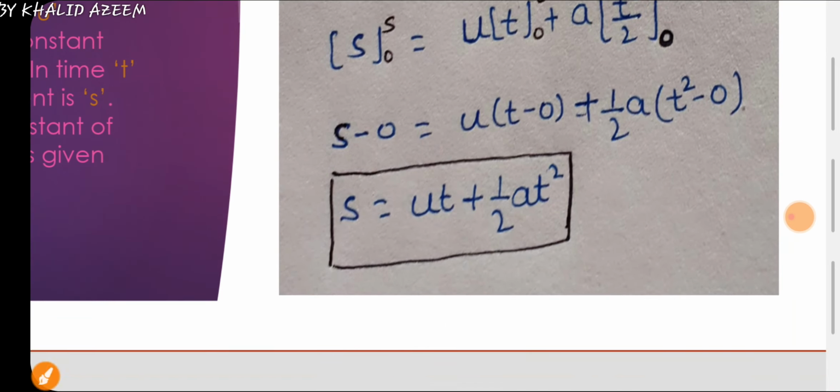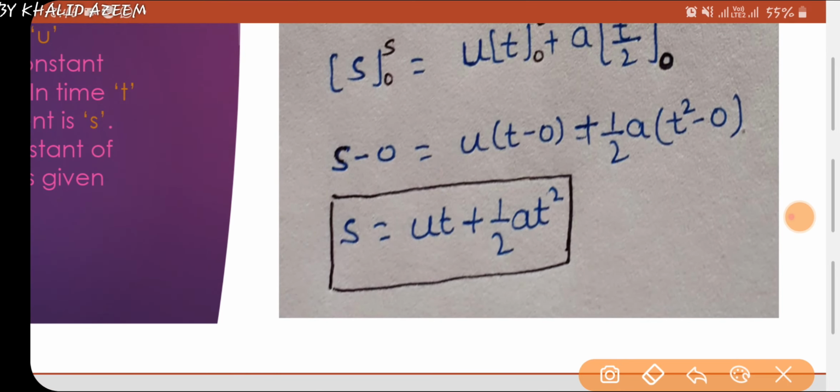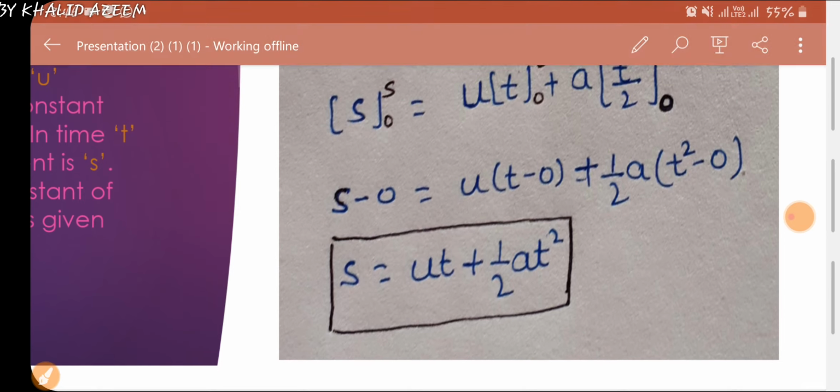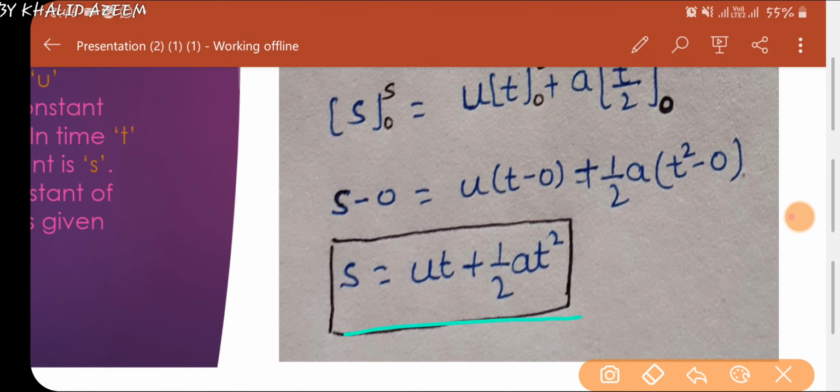So s minus 0 becomes s, t minus 0 becomes t, so the whole term becomes ut, and half a as it is, t square minus 0 becomes t square. So the final equation is s equals ut plus half at square.